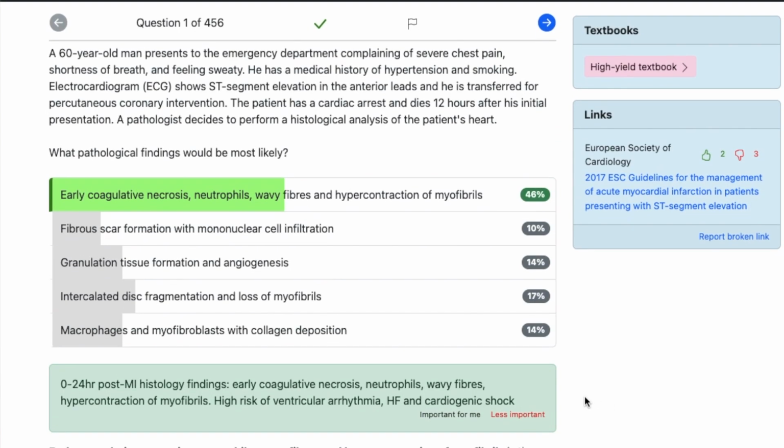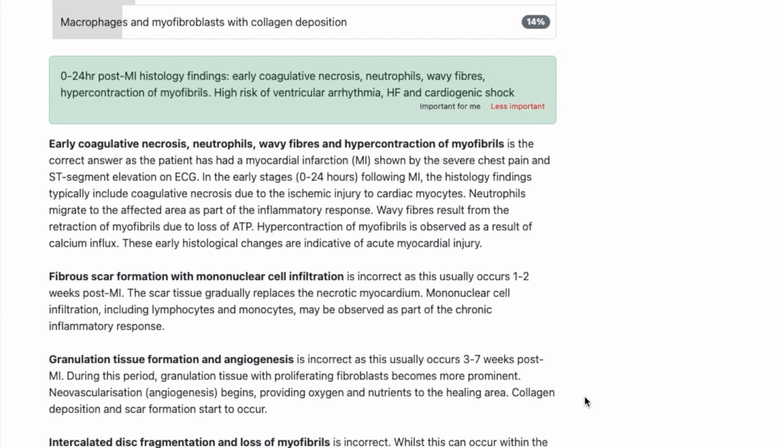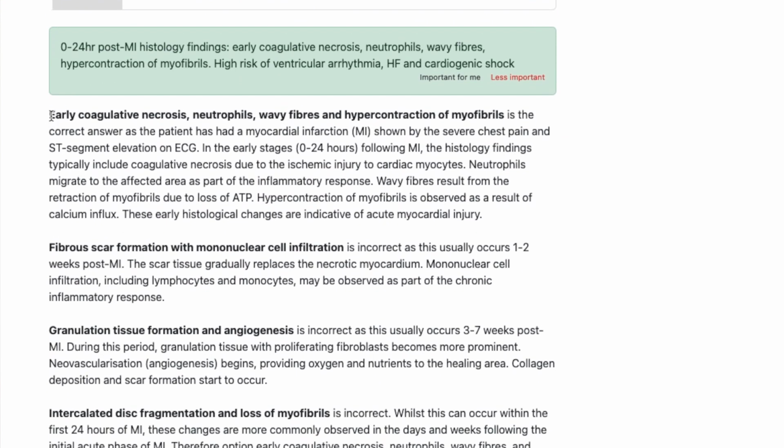Cool, and this is a high yield textbook, obviously. And they've put down a nice summary of where these things can actually happen.